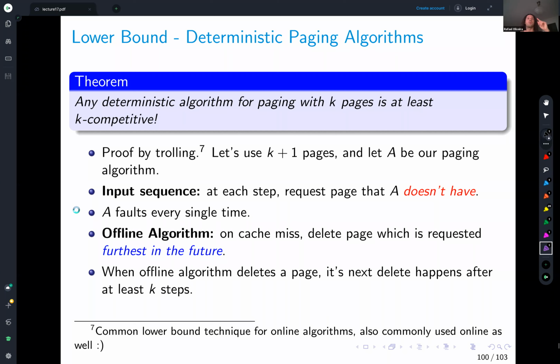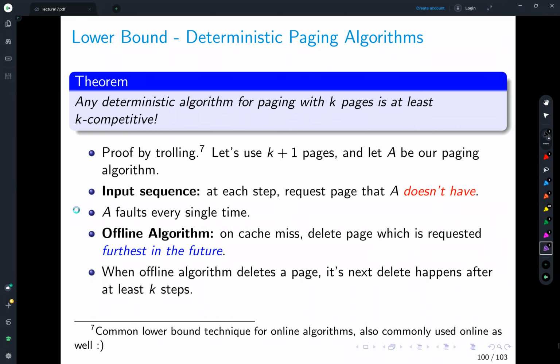Well, no, because that's the thing. For the other input sequence, the offline algorithm will see which page to delete and can use the same strategy. Remember, the offline algorithm can see the input sequence in advance. So the offline algorithm will always have the benefit to do this: on a page miss, I'm just going to delete the page that's going to be requested furthest in the future.